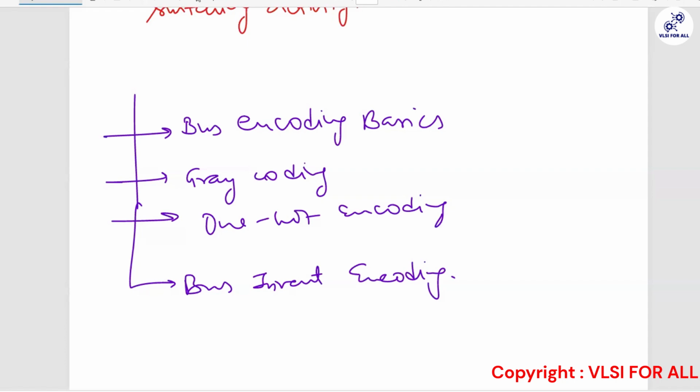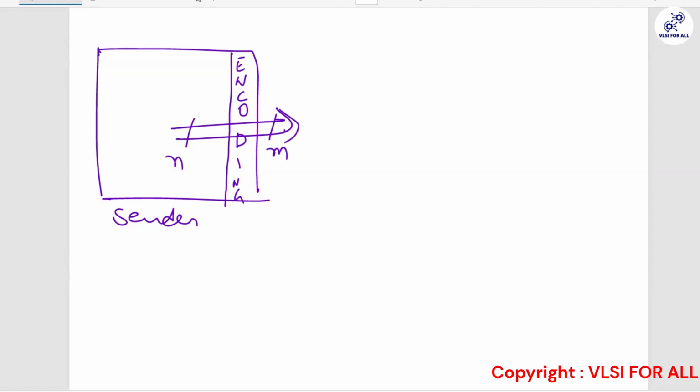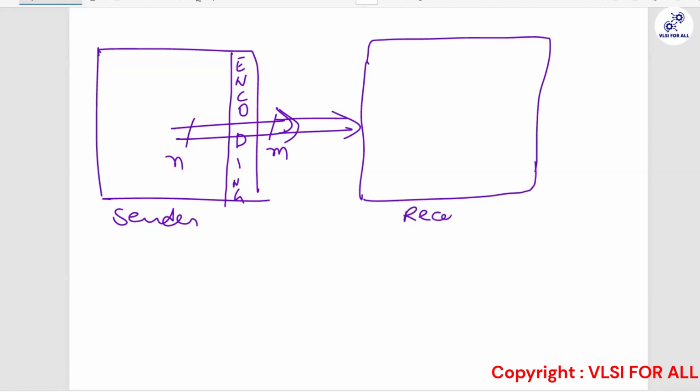Let's say what actually happens in our design is, we have our sender here. Whenever it sends the data, it will send some n bits. Those n bits should pass through an encoding, and after encoding, these n bits can be converted into m bits. And it will then reach the receiver.